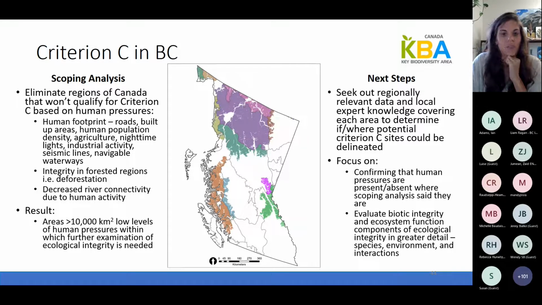And then really important will be to evaluate biotic integrity and ecosystem function components of integrity in greater detail. So look at species, presence and abundance, the environment that they live within, and interactions with those. So this work is ongoing as well, and I'm sure some of you will be in contact to seek out your expert knowledge and regional data for these. That's all from me, so I'll pass it back to Ian.